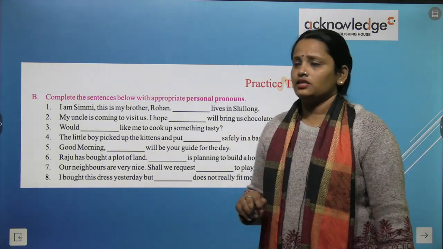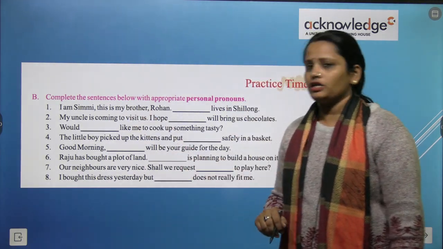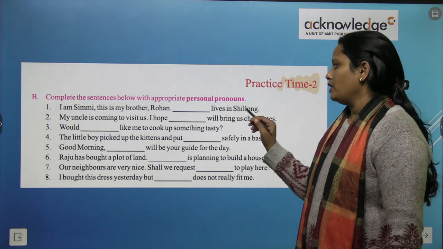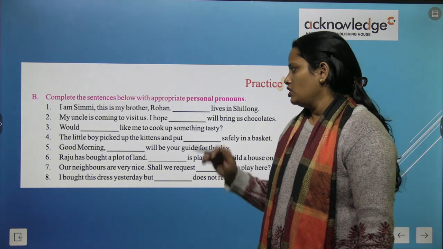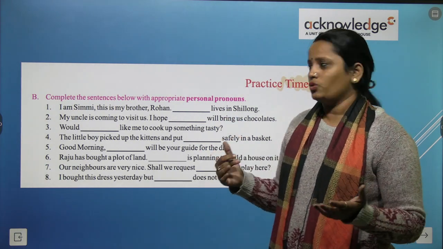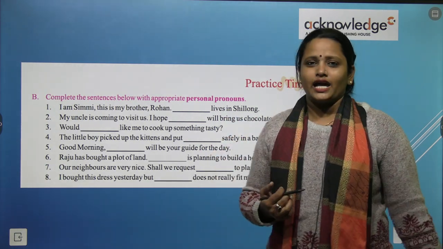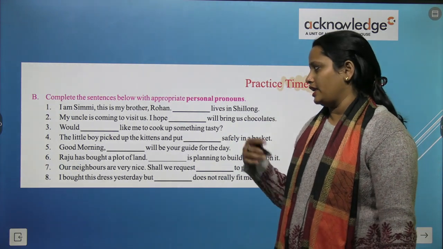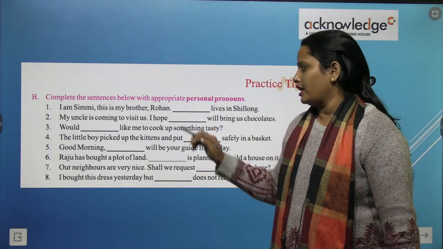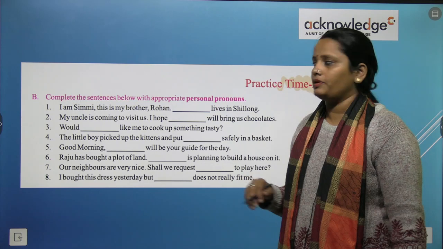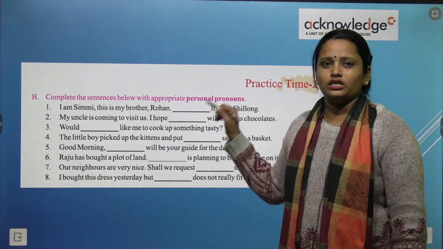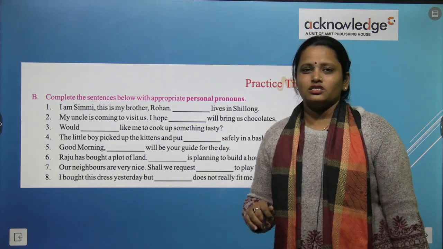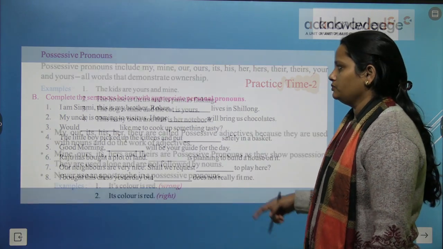Yes, we are going to fill he. He lives in Shillong. My uncle is coming to visit us. I hope Dash will bring us chocolates. मेरे अंकल आने वाले हैं, तो मैं ऐसी आशा करता हूँ या करती हूँ, चॉकलेट लाएंगे। किसके लिए लाएंगे? हमारे लिए लाएंगे। और कौन लाएगा? अंकल लाएंगे। So I hope he will bring us chocolates. So children, I hope that you have understood these two. Rest questions you have to do on your own.